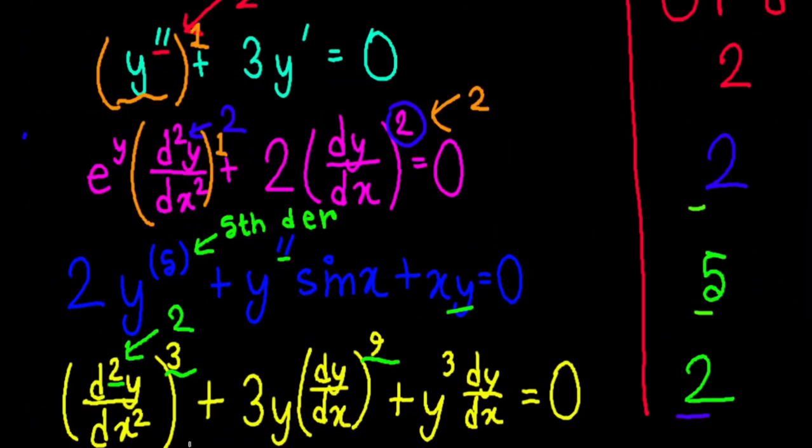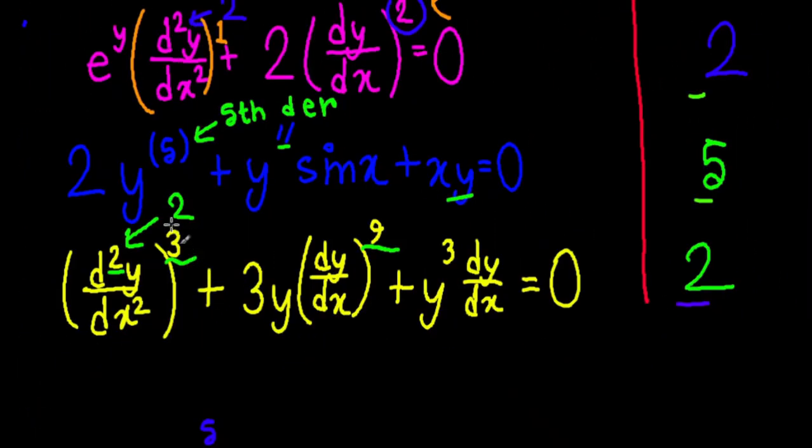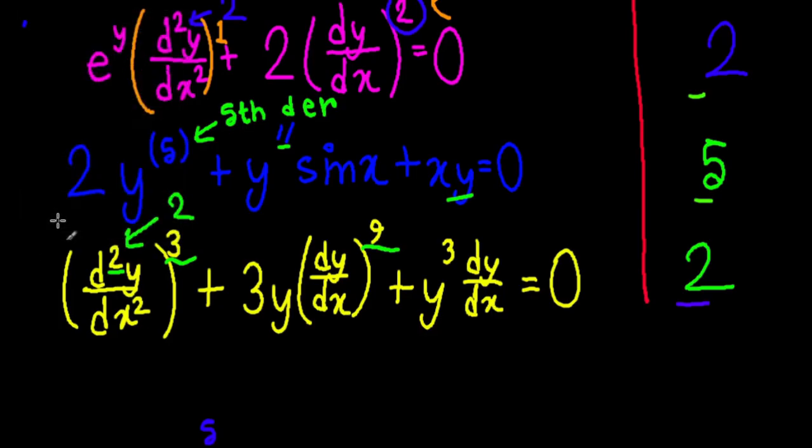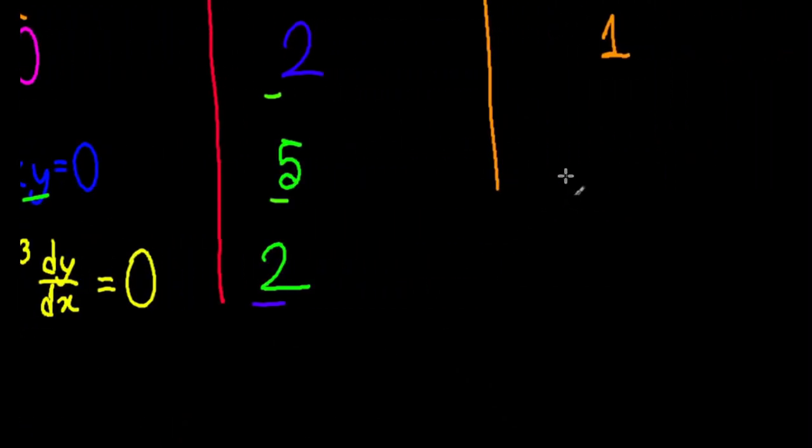Let's move on to the next one. So here, it's a fifth derivative. That's the highest derivative. And again, the power of that, it might look a bit strange to write it like this, but the power of this is one. So my degree again is going to be one.